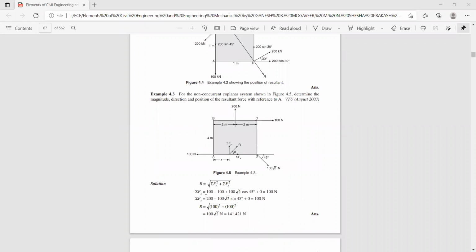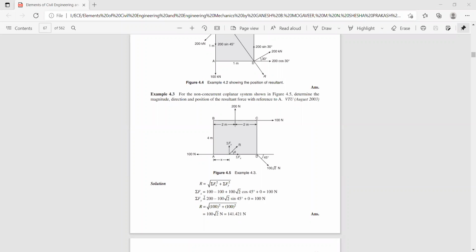You can see here sigma Fx is minus 100 plus 100 plus 100 root 2 cos 45, that is equal to 100 Newton. Sigma Fy, that is 200 minus 100 root 2 sin 45, is also 100 Newton. Thereby the value of the resultant is about 141.421 Newton.